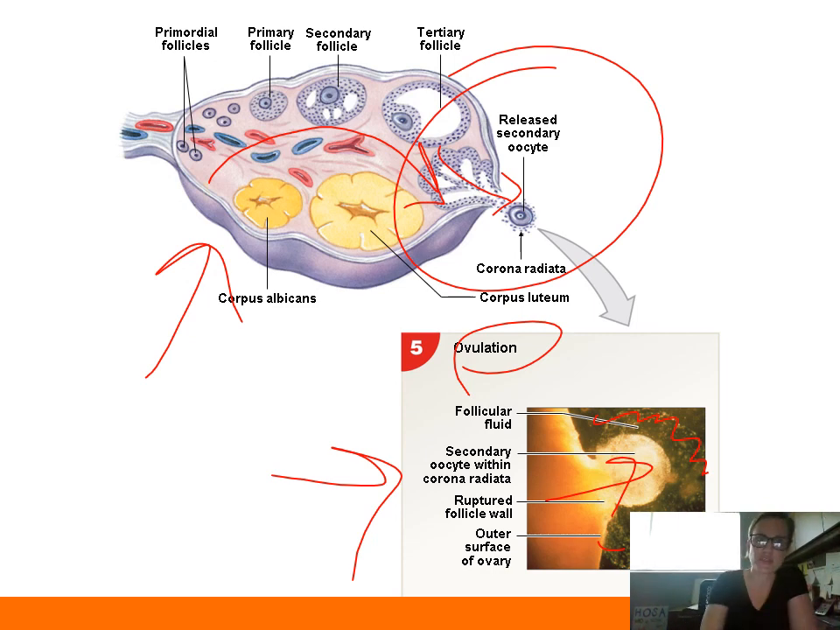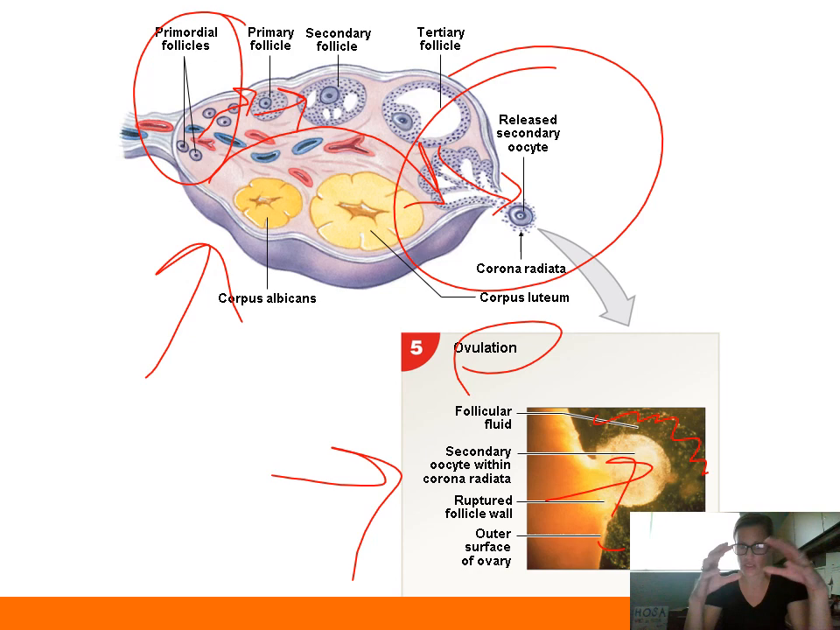We started with these primordial follicles. Those are there when the baby is born. Those have primary oocytes that are in the middle of meiosis one, just surrounded by little follicle cells. Over time, these primordial follicles slowly turn into a primary follicle. Then, with the monthly ovarian cycle, we'll see some primary follicles develop into secondary follicles.